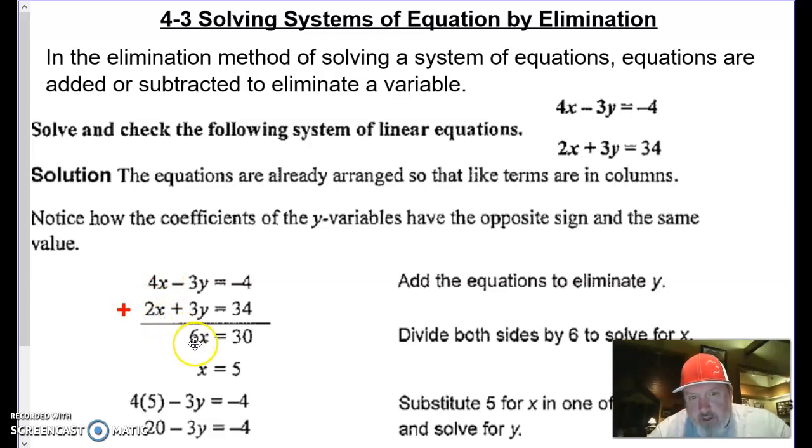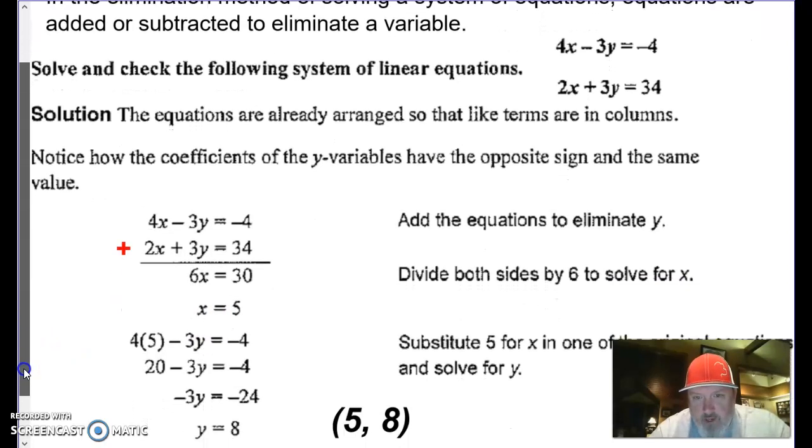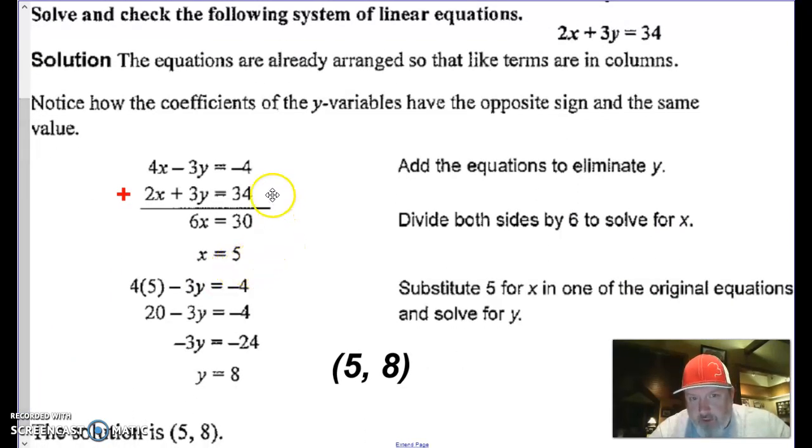And 4x plus 2x will give us 6x. Because these y terms are opposite, they cancel out. And when we add these two numbers together, we get 30. Then we can divide both sides by 6, and we find out that x is 5. And once we know what x is, we can substitute that back into either equation. They just plugged it into the top one here. So 4 times 5 is 20. Subtract 20 from the other side, and divide. And find out that y is equal to 8. And so our solution for this particular set of equations is 5, 8.